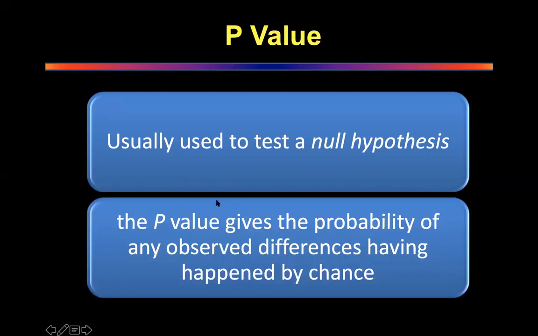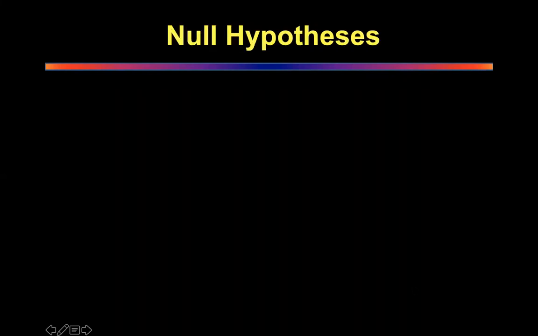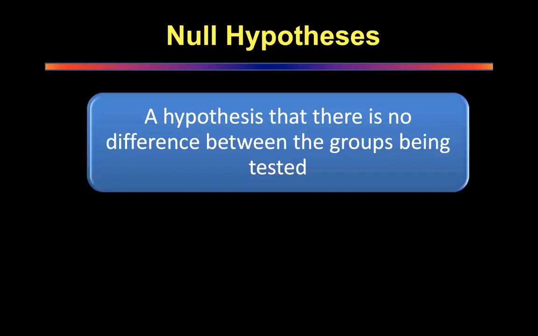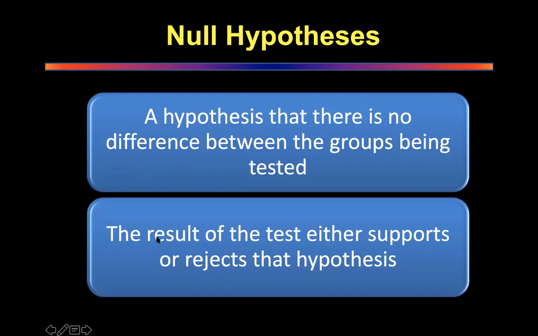So we use the p-value to test a null hypothesis. The p-value gives a probability of any observed difference having happened by chance. So let's first talk about the null hypothesis. The null hypothesis says that there is no difference between the groups being tested. Okay with this concept? So the result of a test either supports or rejects the hypothesis. Is this okay? Straightforward statement. Nothing complex.